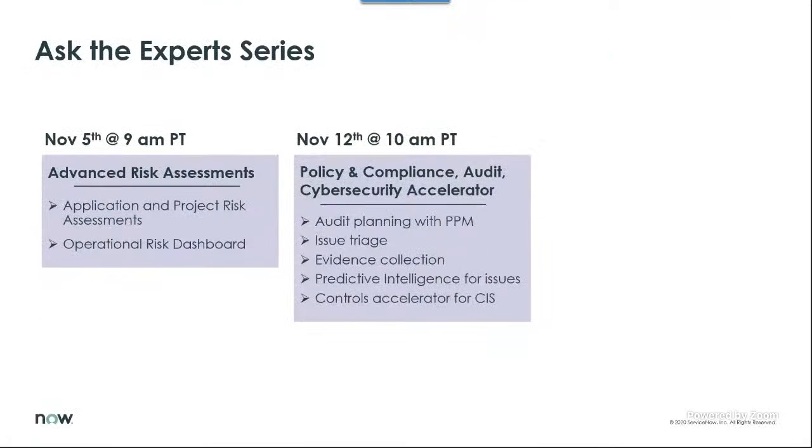Just last week, we talked about the advanced risk assessments information, which is enhancements which are incredible around application and project risk. Today, Anushree is with us to talk about our policy and compliance and audit applications. So just an idea of what you're going to be seeing: the integration that we have between PPM and audit, issue triage, evidence collection enhancements, predictive intelligence for issues. Everyone talks about AI and ML and when are we going to get smarter? Well, this is a way for us to get smarter around issues management. And then we have our control accelerators for CIS also, which Anushree might get into, or she may just talk to for right now.